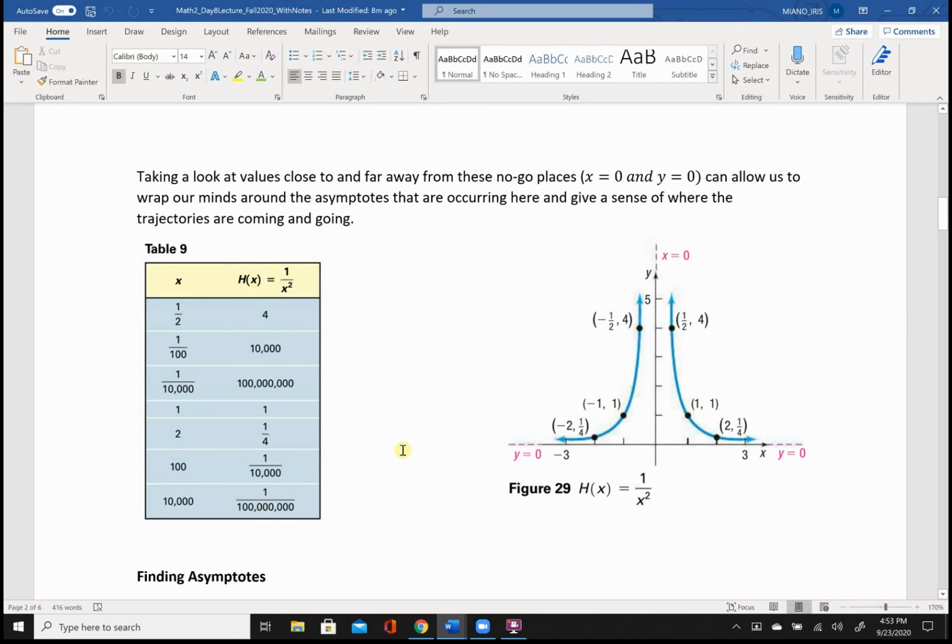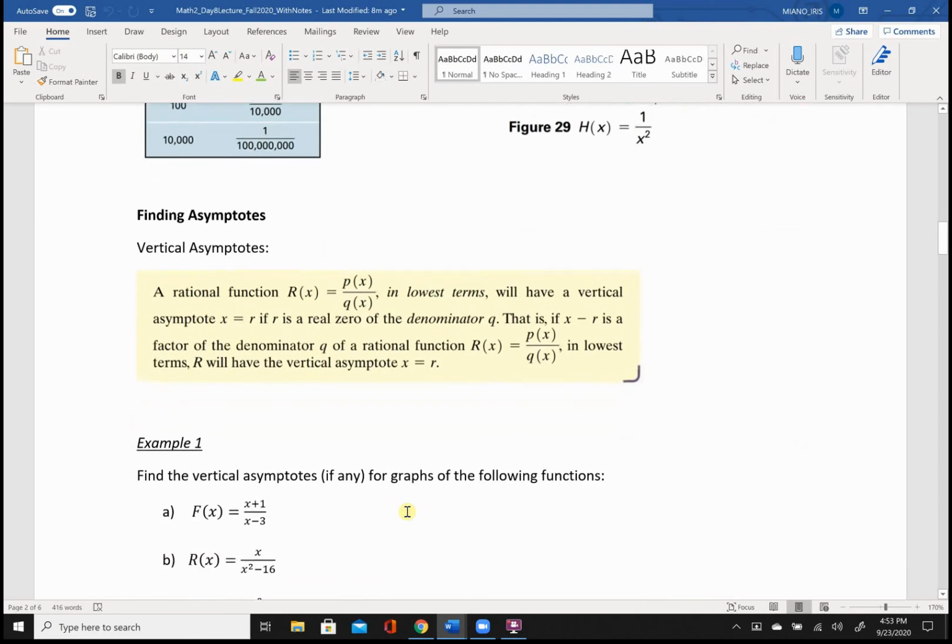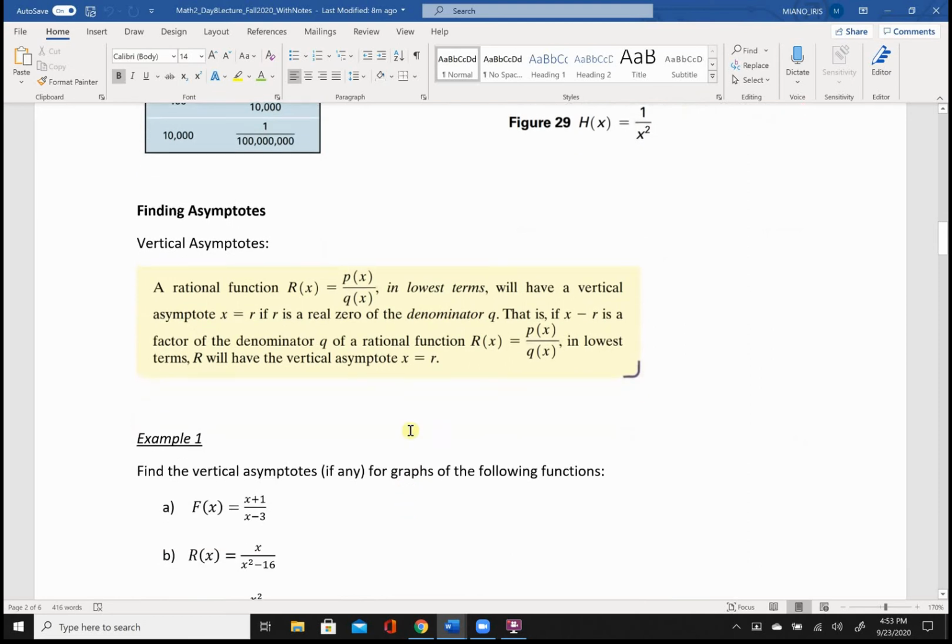So I know what you must be thinking by now. Well, how do we find these asymptotes? Can we just do it algebraically? Of course you can. And let's start with vertical asymptotes.